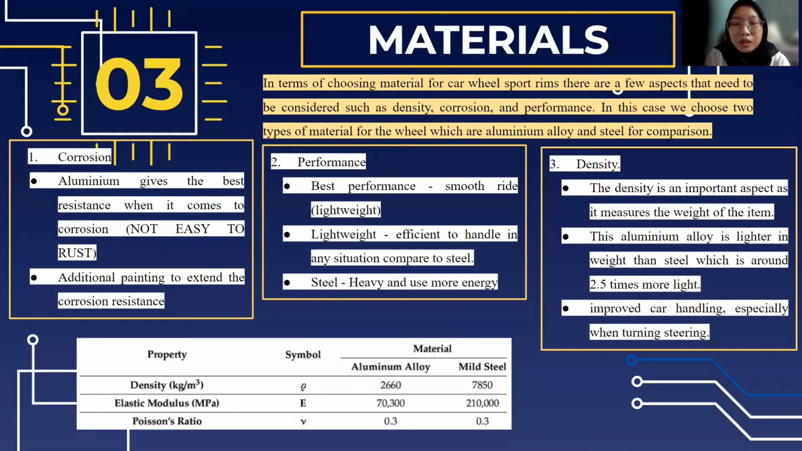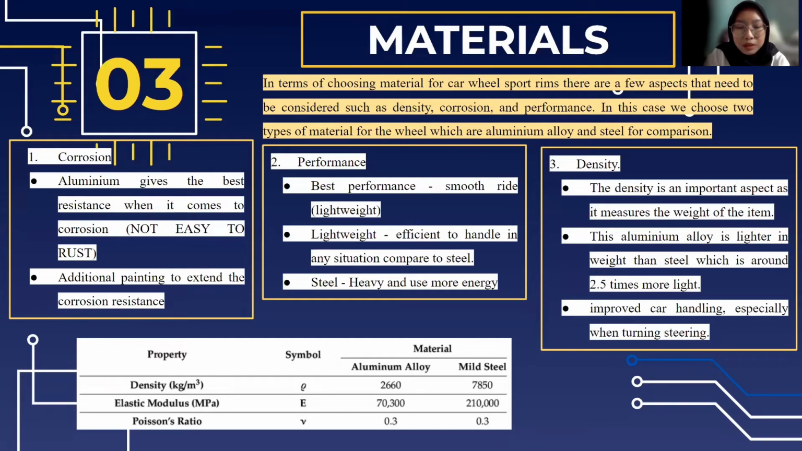In wheel producing, there are a few types of material that have been used. In terms of choosing material for car wheels, rims, there are a few aspects that need to be considered such as density, corrosion, and performance. In this case, we choose two types of material for wheel, which are aluminum alloy and steel for comparison. Firstly, corrosion. When it comes to corrosion, there is no doubt that aluminum resistance is high, and it is not easy to rust. They only need additional painting to extend the corrosion resistance compared to the steel.